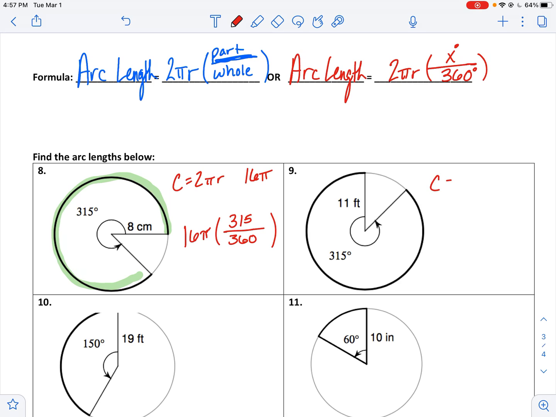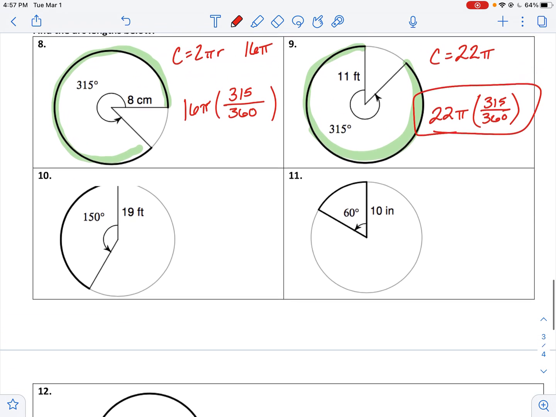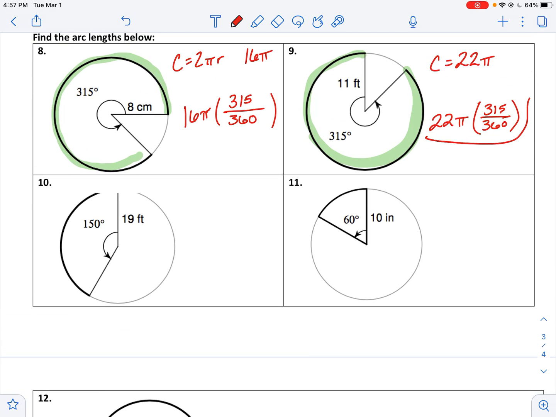Or on number 9, my circumference, the whole thing, would be 2 pi r, or 22 pi. But I don't want the whole thing. I don't want that whole 22 pi. I just want this bold part here. What I really want is 315 out of the total 360 degrees of rotation. And I would do this part in my calculator to simplify. Let's try another one. I'd like you to pause the video, try these, and then unpause and check your work.